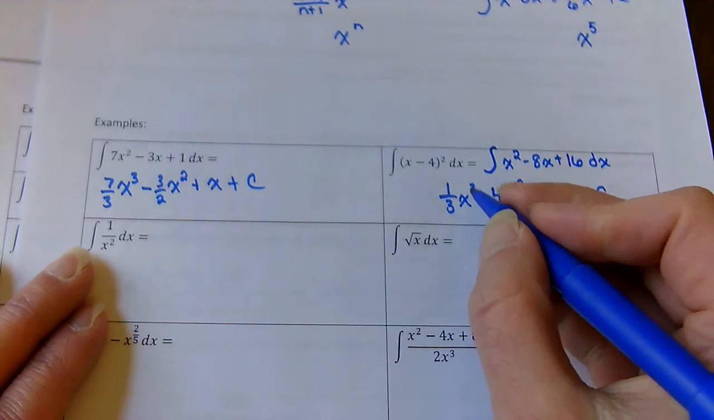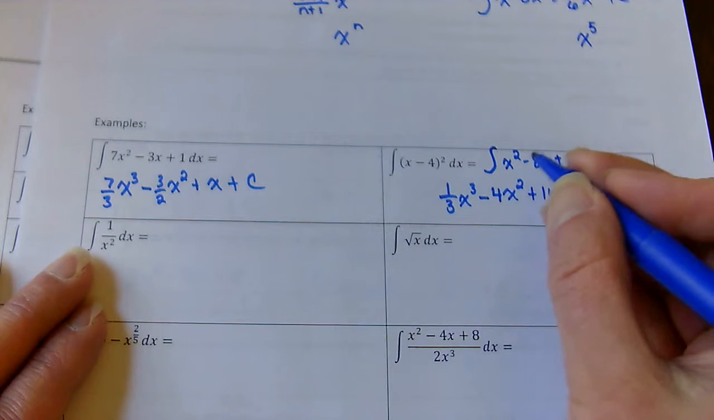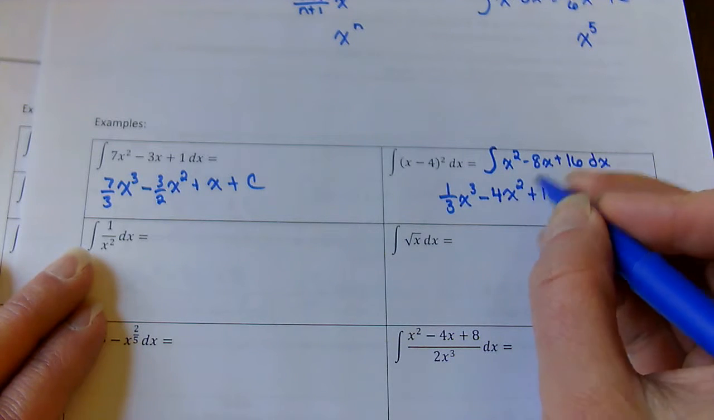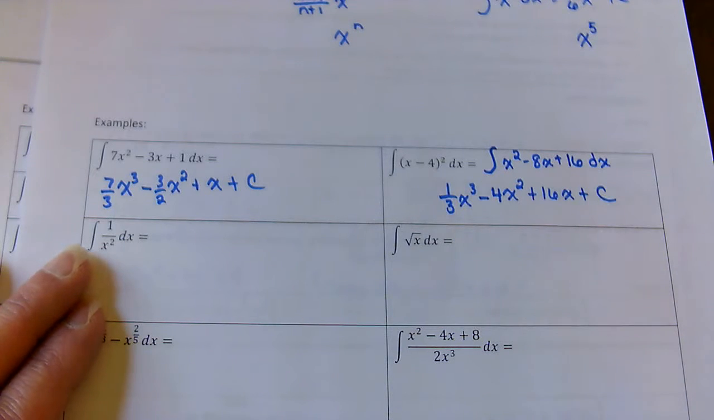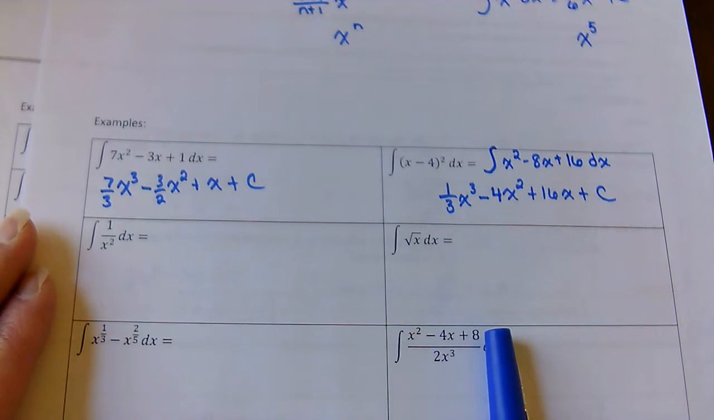Double check. 3 times 1/3 is 1, x squared. 2 times 4 is 8, and it'd just be an x. Derivative of 16x is just 16. Derivative of a constant is 0.